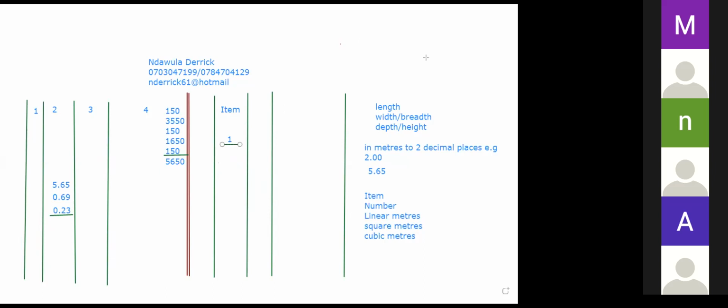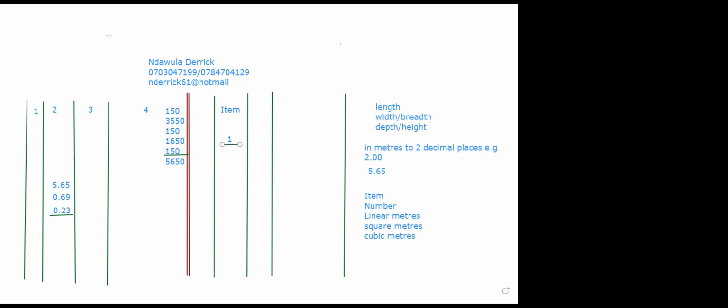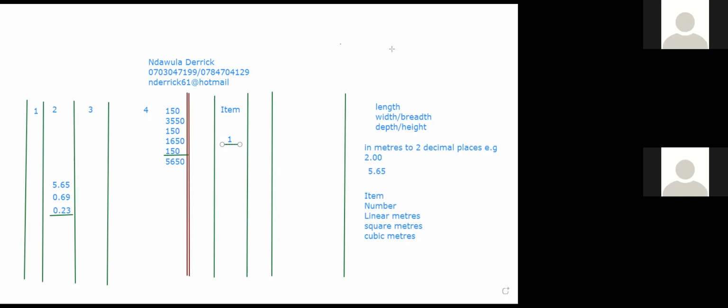Okay. That's how we deal with the number. Now, after that, we come to the number. Remember, we said the things we enter in dimensions, in meters, we put to 2 decimal places. Now, for a number, it's to 1 decimal place.